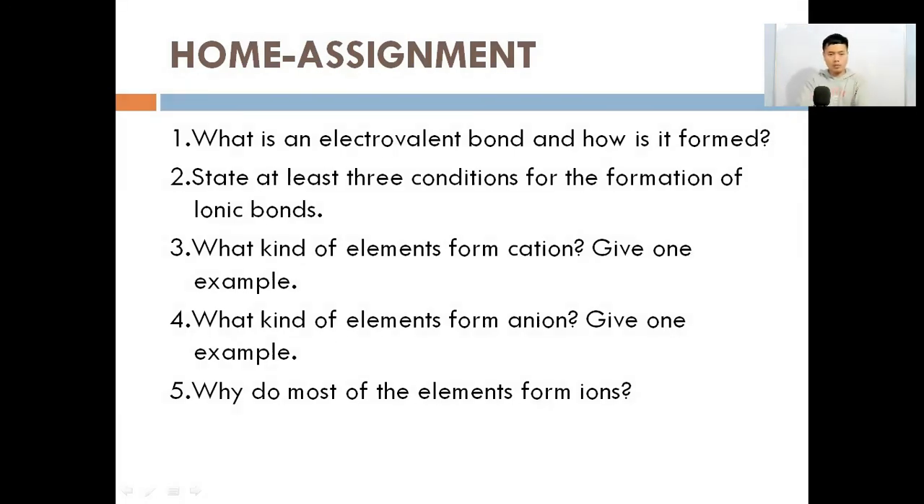And for your home assignment, question number 1: what is an electrovalent bond and how is it formed? 2. State at least 3 conditions for the formation of ionic bonds. 3. What kind of elements form cations? Give 1 example. 4. What kind of elements form anions? Give 1 example. 5. Why do most of the elements form ions?